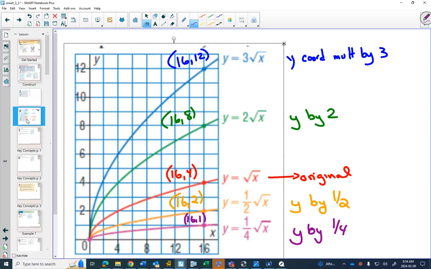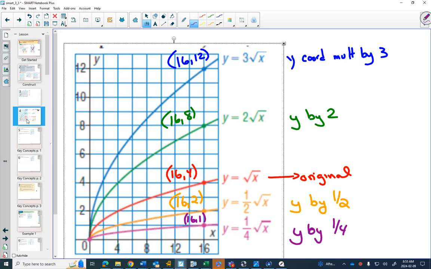So in the first set, we see if the numbers are outside the function, it's going to be vertical. We will talk about the blue and the green one being vertical stretches, because we made our y values bigger. And we will talk about the orange and the purple one as vertical compressions, because we made the y values smaller.